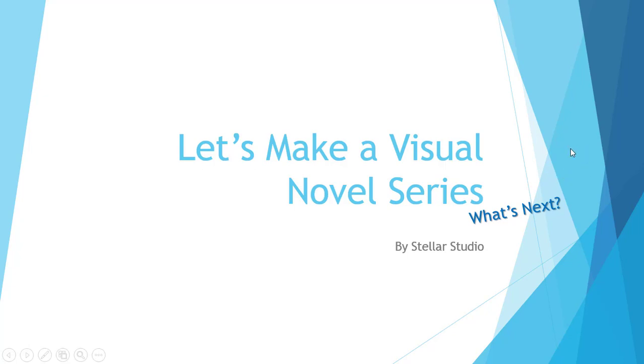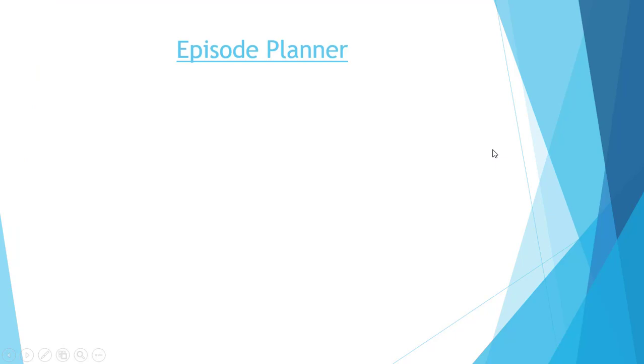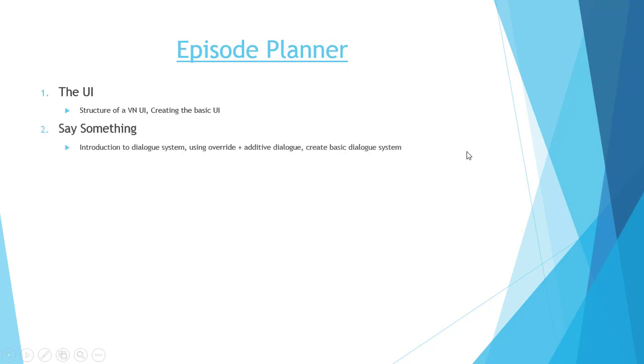So what's next? Here's the episode planner. We've already taken care of the UI. That was the very first episode, covered the structure of it and creating a basic UI. And then we went to say something, making our basic dialogue system. So right now, what we have is the UI, and we can bring up text using either override or additive for it. Override replaces all the text that was previously there, and additive just expands on it and adds more text to what was already there. So we've got the basics.